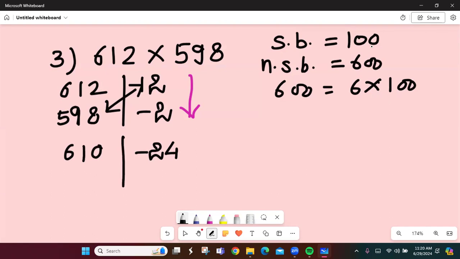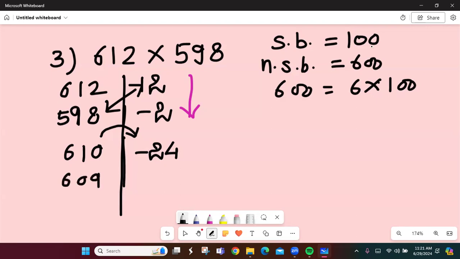Now, to change the quantity towards the right side from negative to positive, what should I do? I'll carry back 1 from the left side to right side. That means here it will become 609.